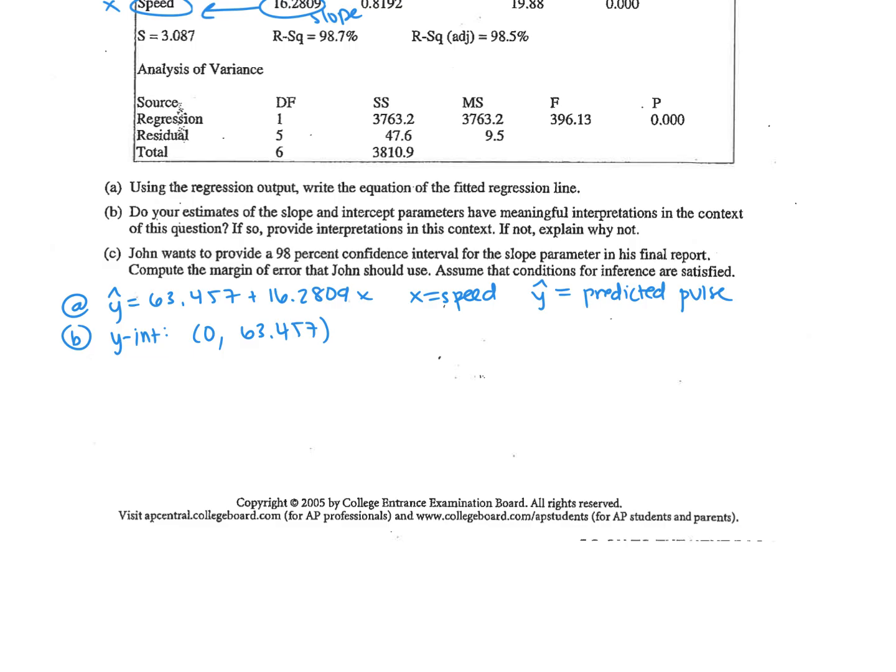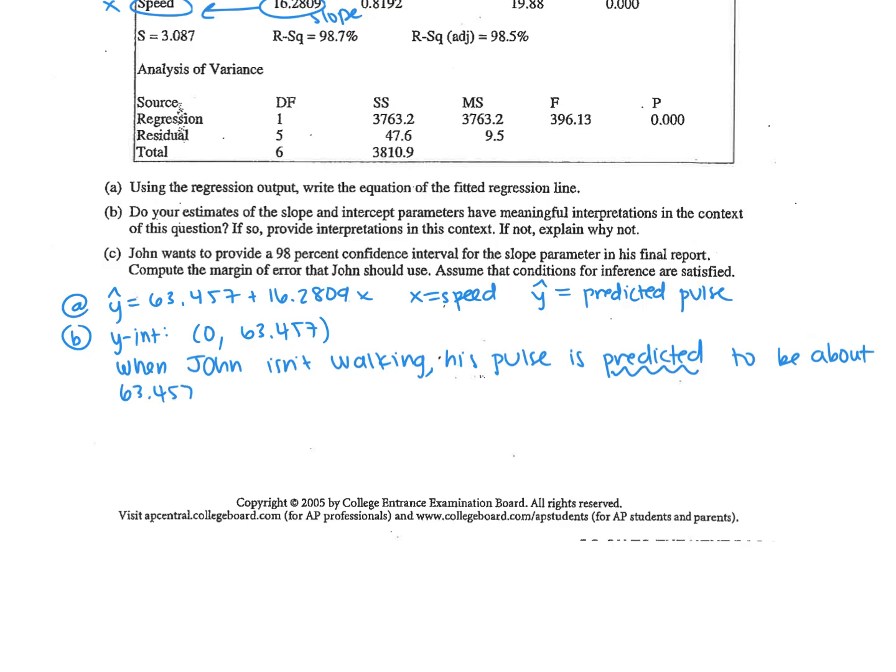Okay, so putting that in words, what's his name, John? When John isn't walking, his pulse is predicted, you have to have that word, predicted, to be about 63.457 beats per minute. And we've talked about that. On the AP test, you're not going to get credit if you don't put units. That's something really easy to leave off.